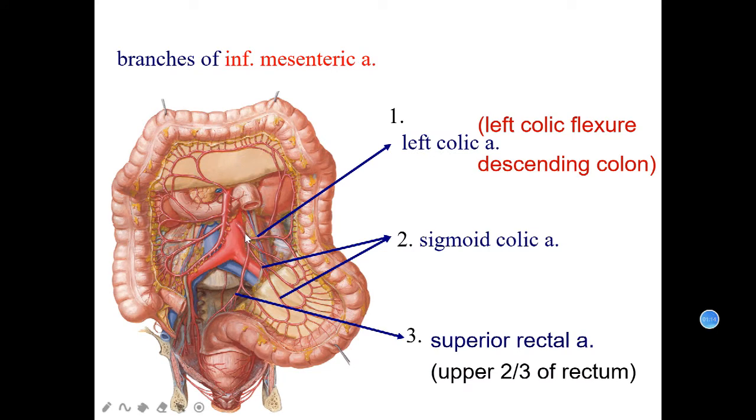Inferior mesenteric artery, directly from the anterior wall of aorta. Its three branches. Left colic artery, supply the descending colon. Sigmoid colic arteries, supply the sigmoid colon. And its terminal branch is superior rectal artery, supply the upper 2/3 of the rectum.